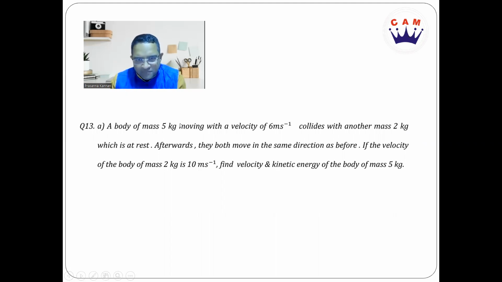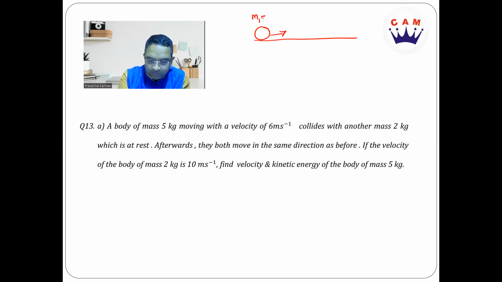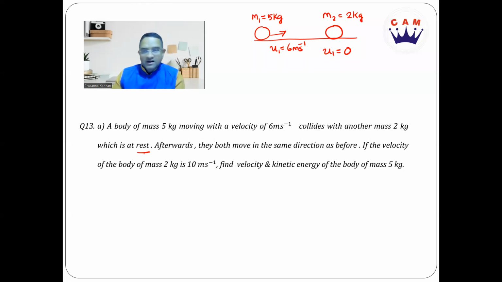A mass of 5 kg is moving with a velocity of 6 meter per second, collides with another mass 2 kg, which is at rest. So as you can understand the scenario, there is a mass. What is its value? 5 kg. And what is its velocity? 6 meter per second. This is going to collide with another mass. What is the mass of the second one? 2 kg. And what is its initial velocity? 0, because it's given that it is at rest, correct?